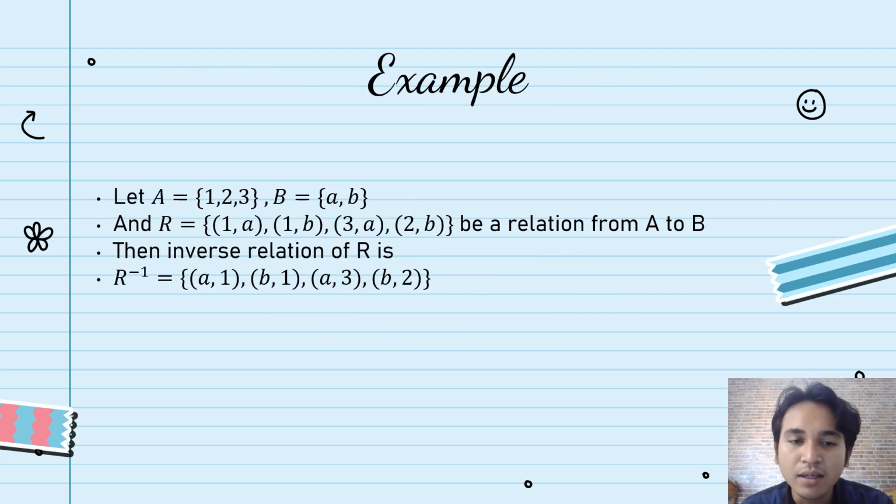Okay, next the example: let A be the set {1, 2, 3} and B be the set {a, b}, and R be the set {(1,a), (1,b), (3,a), (2,b)}, a relation from A to B. Then the inverse relation of R, with the symbol R to the power minus 1, is the set {(a,1), (b,1), (a,3), (b,2)}.